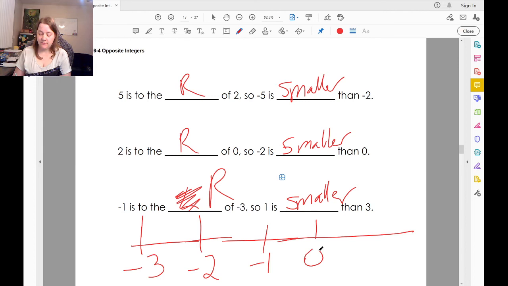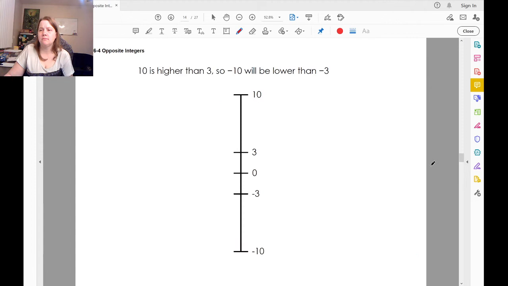Sometimes, if you get confused, putting those visuals can help. Just kind of get a look-see. Or, remembering your right and left. That's probably also important. 10 is higher than 3. So because 10 is higher than 3, negative 10 is lower than negative 3 because it's the opposite. So if it's higher on the positive end, it's going to be lower on the negative end.